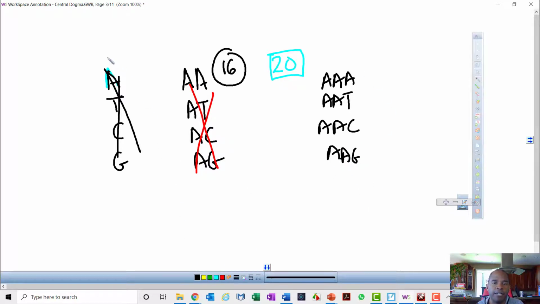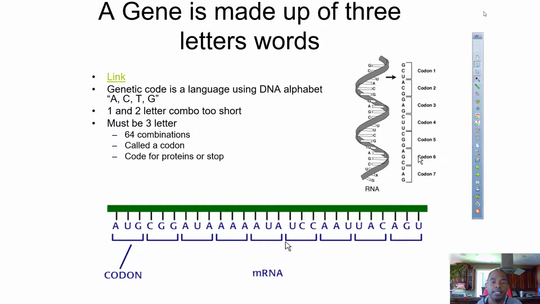Let's see if we can see a pattern here. There's 4 possible combinations here, so that's 4 to the 1. There's 16 possible combinations here, which is 4 squared. There are 3 choices here of the 4. So if I go 4 cubed, this will represent a final number of 64. There are 64 combinations if we use a 3-letter code. And as a matter of fact, the genetic code is 3 letters.